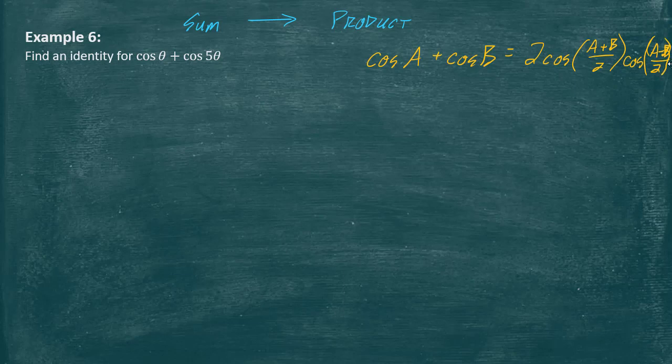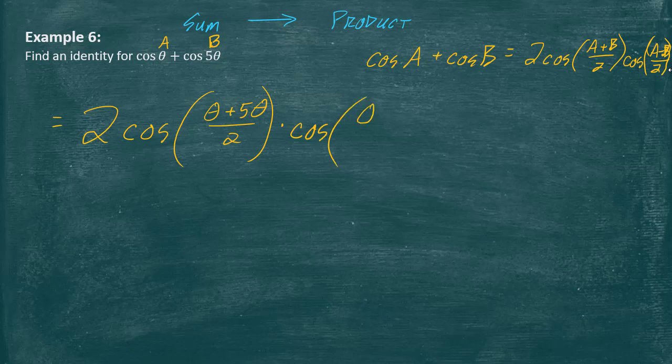So again, that would just be a reference on the unit circle. I didn't use my space very well there, but I'm just going to plug into that formula. In this case, my A is going to be theta, and my B is going to be 5 theta. So plugging into the formula, it starts with the 2 in front. The cosine, first one, adds those two together, so that's theta plus 5 theta over 2. And then times cosine of, this time, theta minus 5 theta over 2. Thinking ahead, I can add those together and divide by 2.